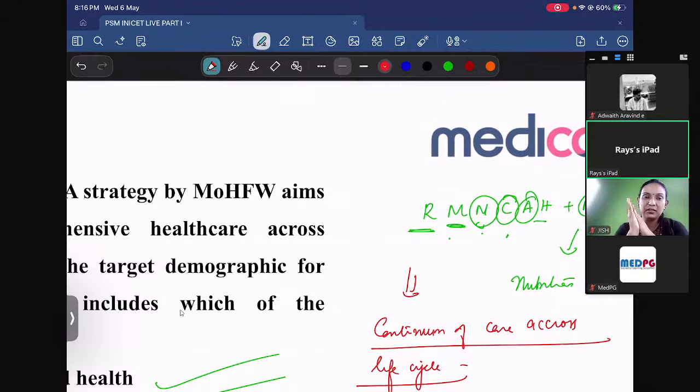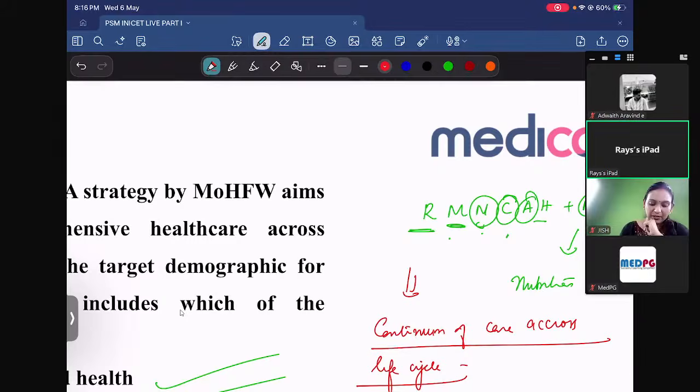So tell me what is the minimum number of ANC visits a mother should have? Minimum number is 4 as per Indian guidelines. The WHO recommends minimum 8 visits. So in your question, if they ask you specifically Indian, say 4. If it's WHO minimum recommended, it is 8 visits.